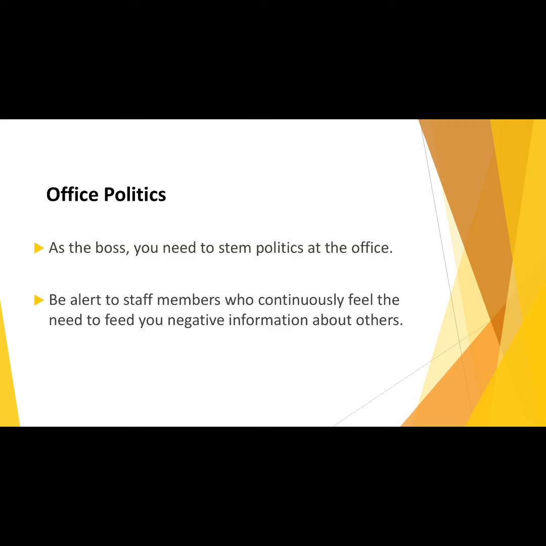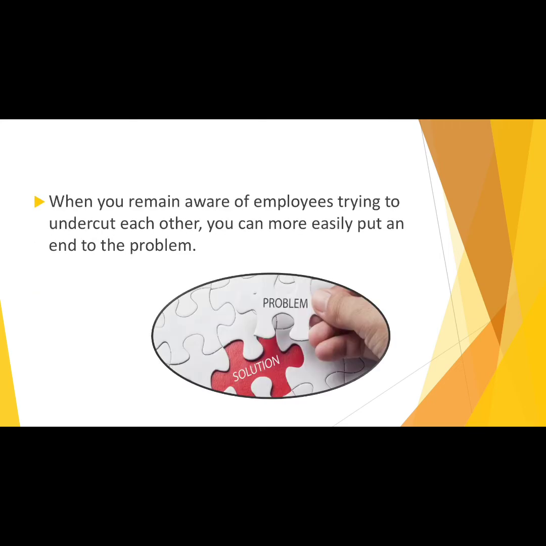This means avoid having favorites and creating jealousy among the ranks. Be alert to staff members who continuously feel the need to feed you negative information about others, such as, the report would have gotten done on time if Mary hadn't been late. The problem here is probably less Mary and more the person who is bad-mouthing her. When you remain aware of employees trying to undercut each other, you can more easily put an end to the problem.